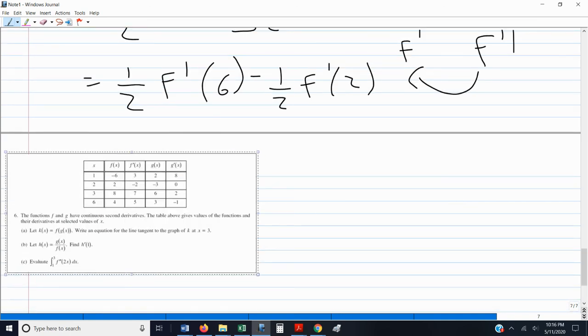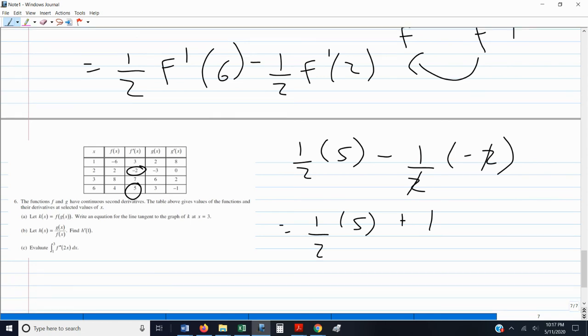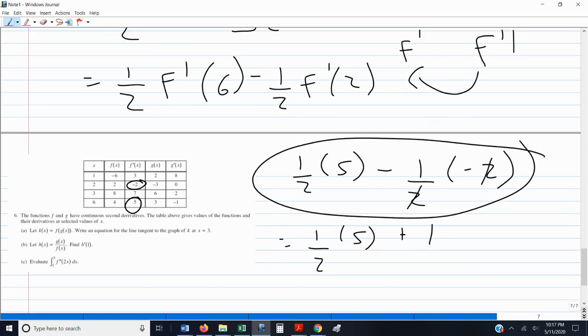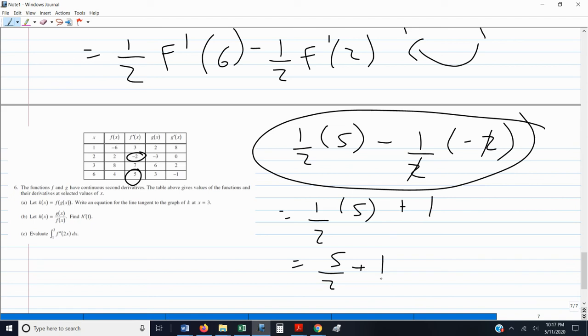So you're almost done. You've got 1/2 f prime of 6 is 5, minus 1/2 f prime of 2 is -2. So that is 1/2 of 5 plus 1, because the 2's cancel. Remember, you could just leave it like that if you wanted to. You don't have to simplify, or you can do it in your calculator. So this is 5 over 2 plus 1. However you want to write that, 7 over 2 or 3.5, or you just leave it like that. Any of those forms would be totally fine.